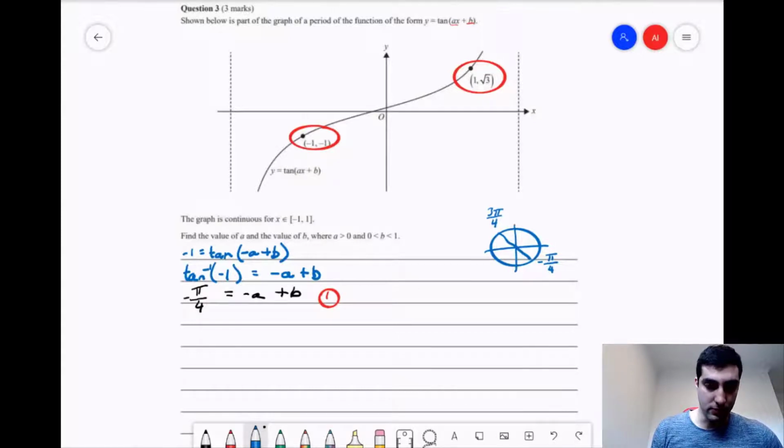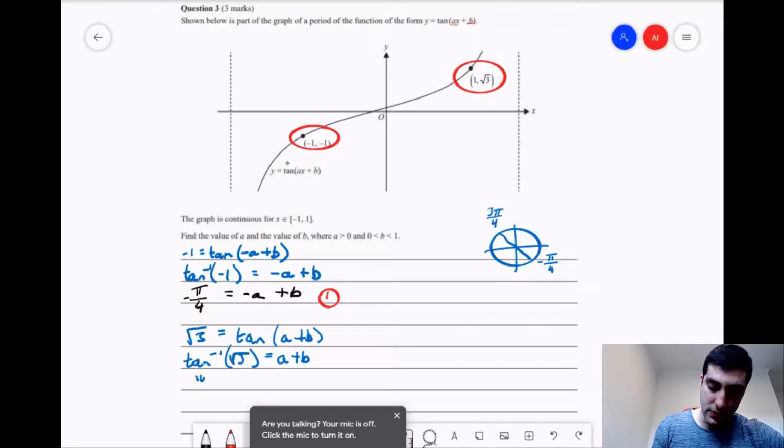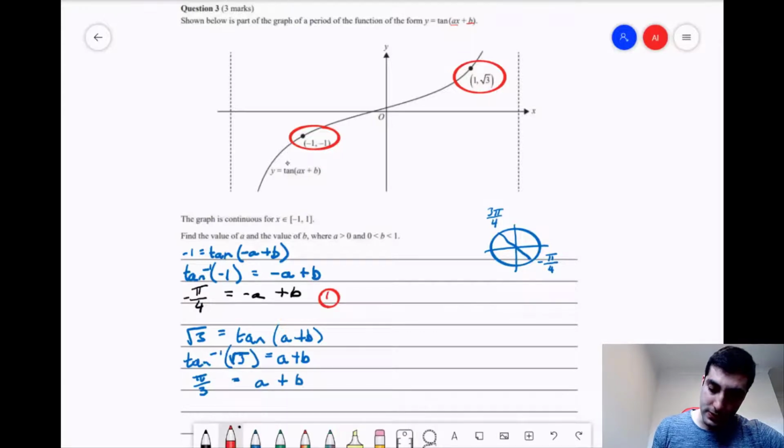So taking the second point, we're going to have square root of 3 is equal to tan of a plus b. So again, what angle of tan would give us the square root of 3? The workings can be shown as the inverse tan of root 3 is equal to a plus b. And hopefully you guys are good with your exact values, and you know that this will be pi on 3 or 60 degrees to give us that value of root 3 is equal to a plus b. Great. So that's equation 2.